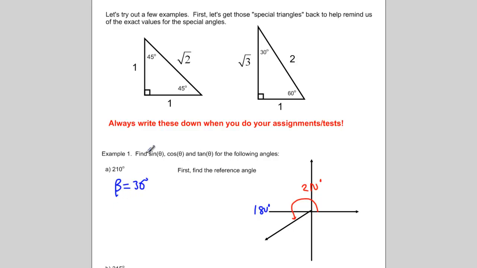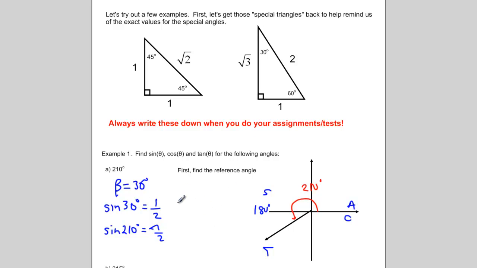So what is the sine of 30? Using my special triangles here, I look at 30. 30 is right here. Sine is opposite over hypotenuse, so 1 over 2. So I know sine of 30 is 1 over 2. That's my reference angle. But my actual angle of 210 is in quadrant 3. Using the CAST rule, I know that only the tangent ratio is positive in quadrant 3, so my sine ratio has to be negative. So the sine of 210 degrees is negative 1/2.